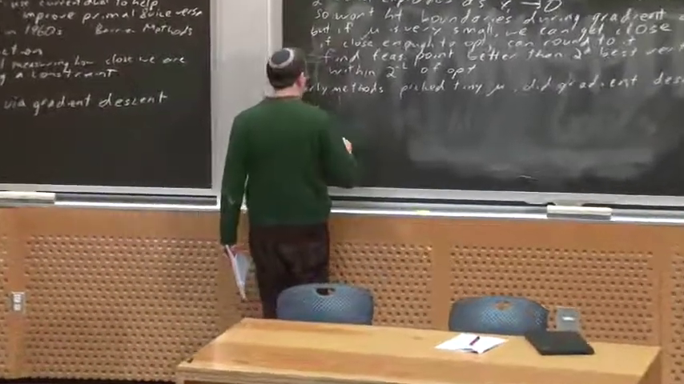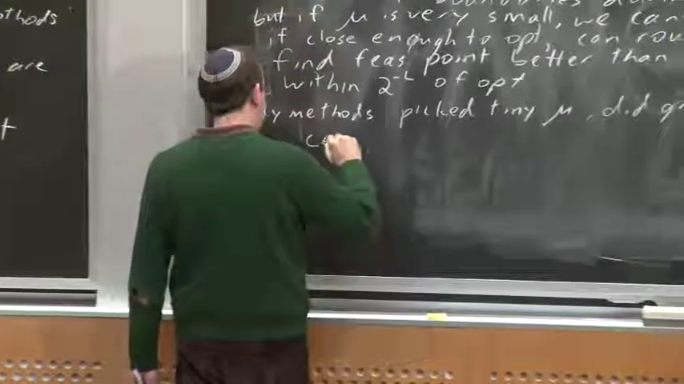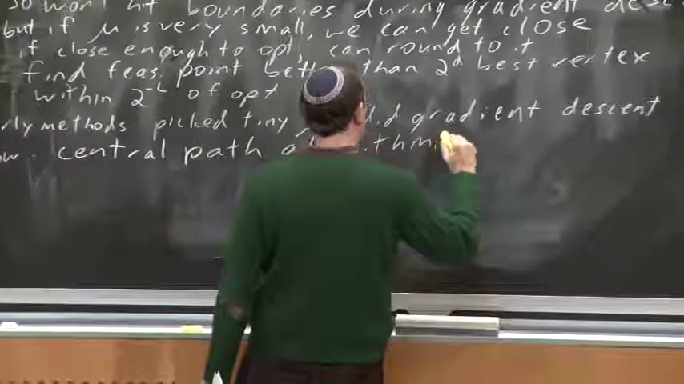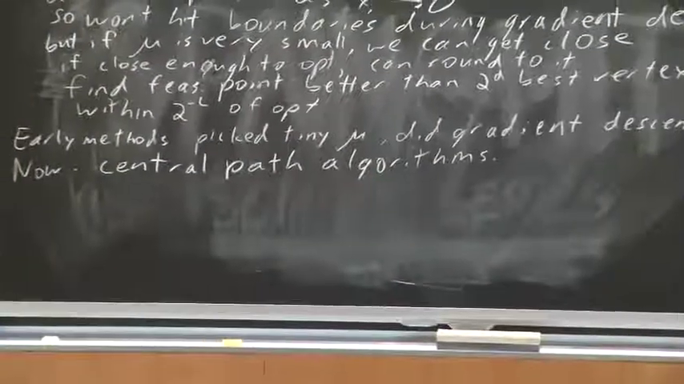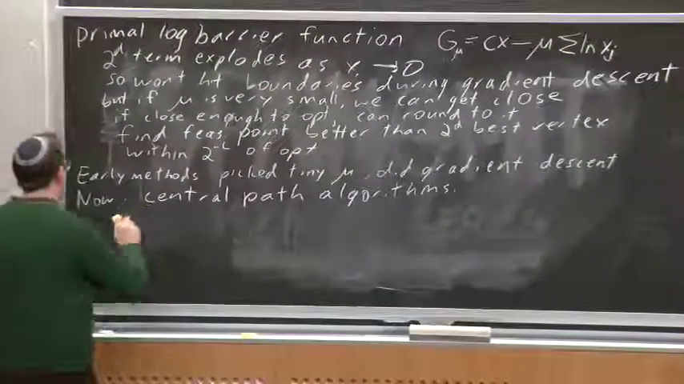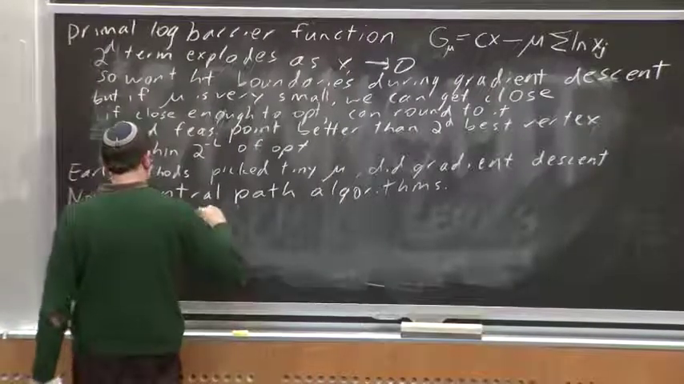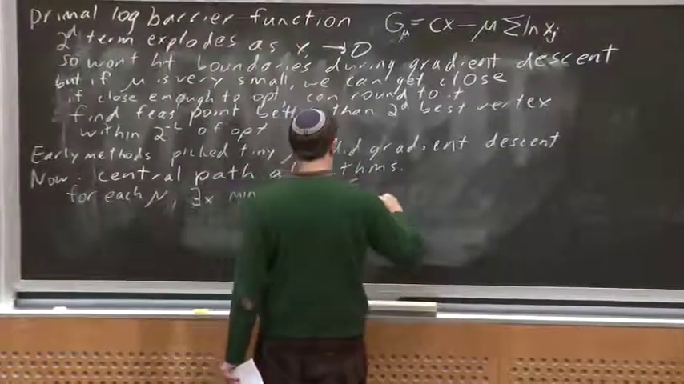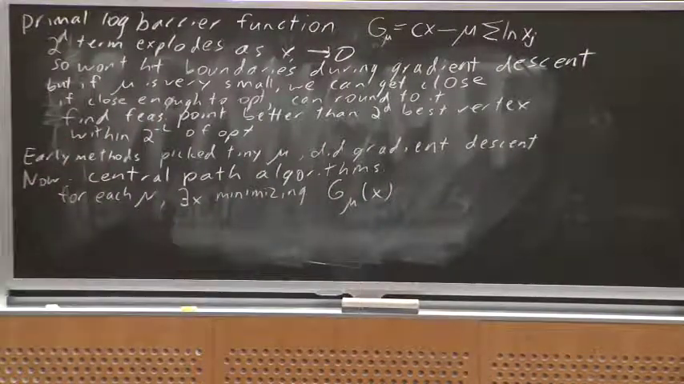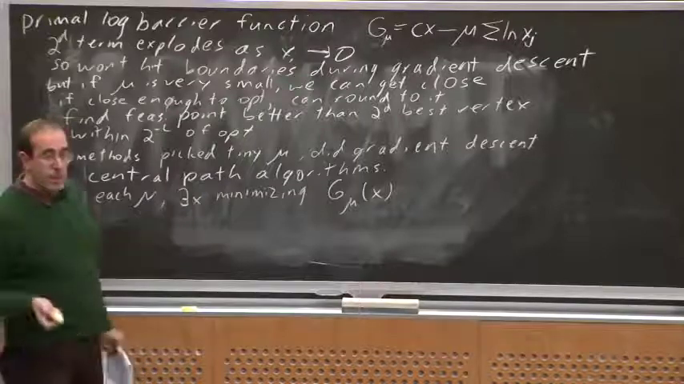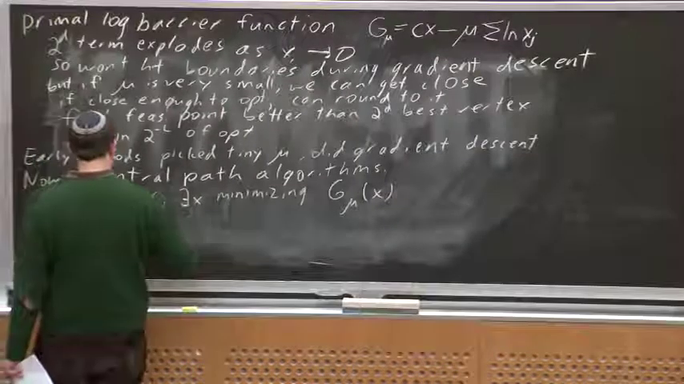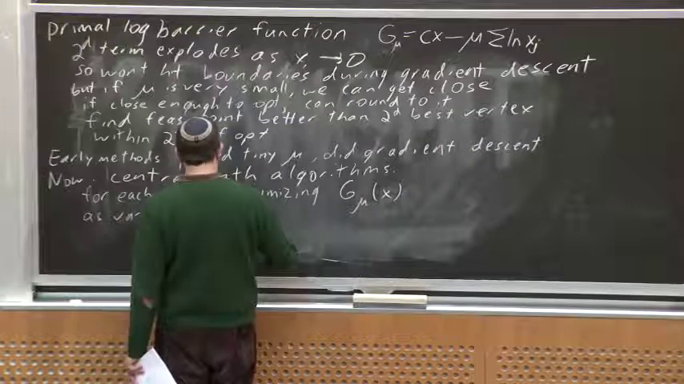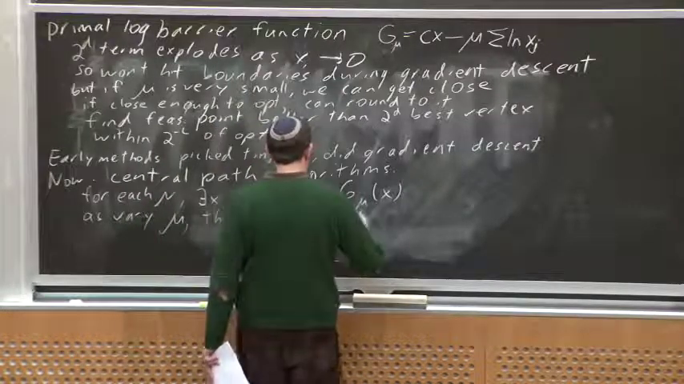So now people talk about the central path. So the idea is to define algorithms that follow this very special path through the polytope. So for each mu, there exists a point x minimizing g sub mu of x, right? And it's a point in the polytope, and as you vary mu, there's obviously some continuity properties here, this set of points trace out a path, which is called the central path.